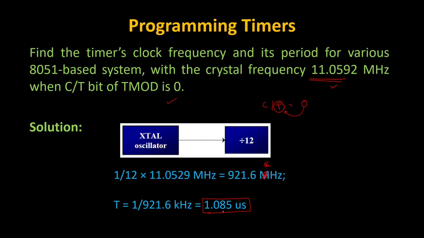Right? Please make note of these two things: your clock frequency is 11.0592, and the individual time period taken by your timer circuit is 1.085 microseconds. These two things are going to be the most important while you are moving inside your programming.